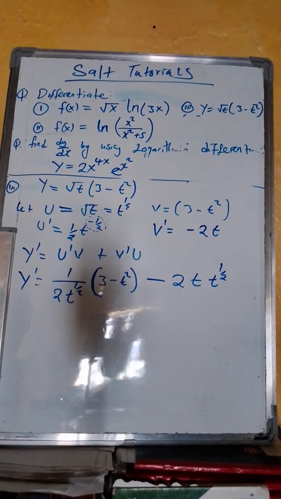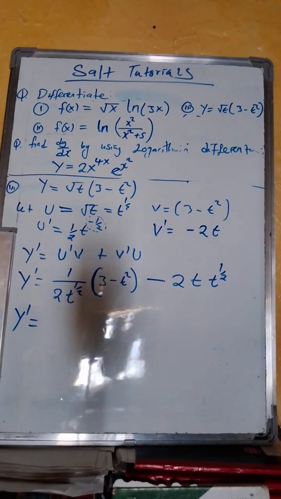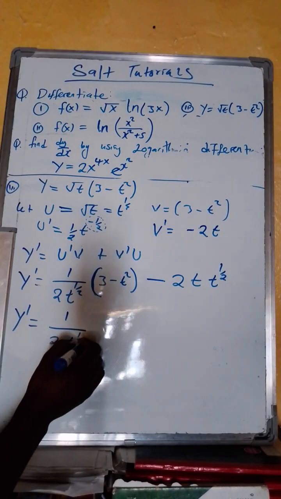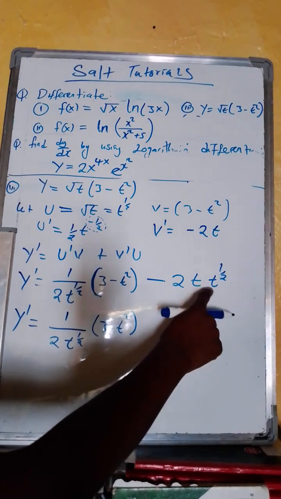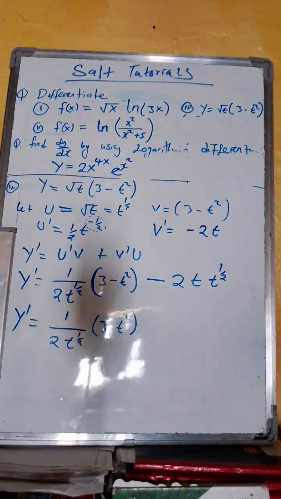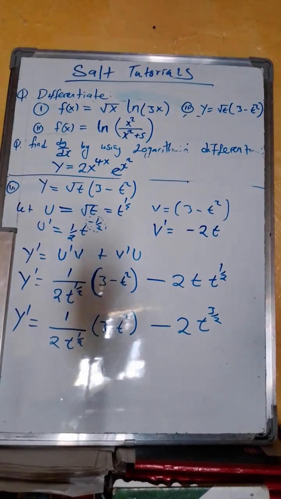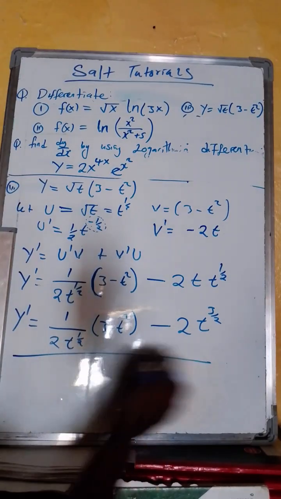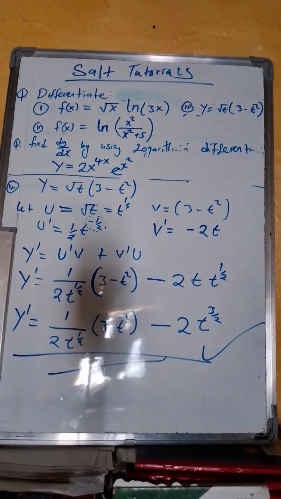So this can be simplified further by saying 1 over 2 t power 1 over 2 multiplied by 3 minus t squared. This is more like same bases but different powers. We can add the powers so that we can have negative 2 t power 3 over 2. As simple as that. And if you wish to, you can simplify as a single fraction, but it's still the same the way it is. You are done with the third one.